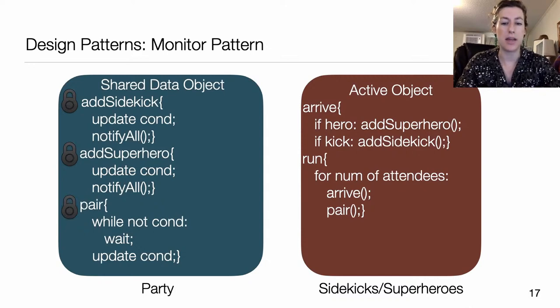Once the condition is met, which is a partner is available, they update their condition again, which is decrementing the count of their role. This counts as having left the party.